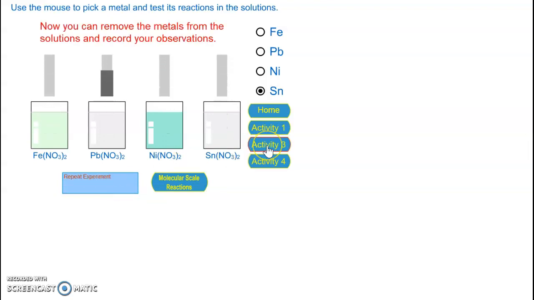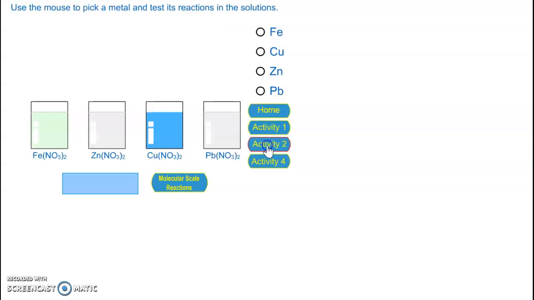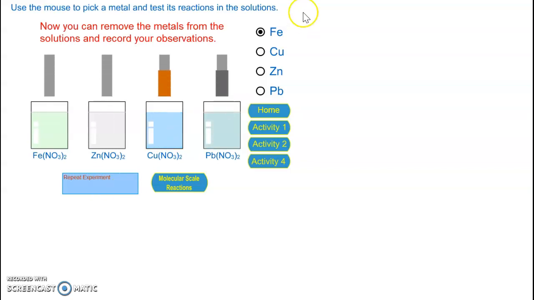All right. I'm going to move on to activity 3. It's the same thing with just different reactions happening here. We're going to dip iron into each of these solutions, and remove it. Write down your observations.